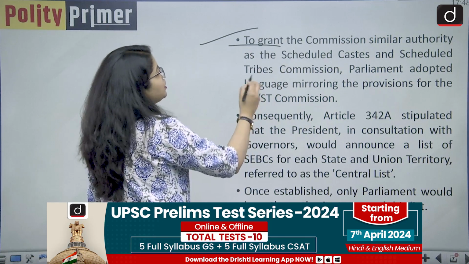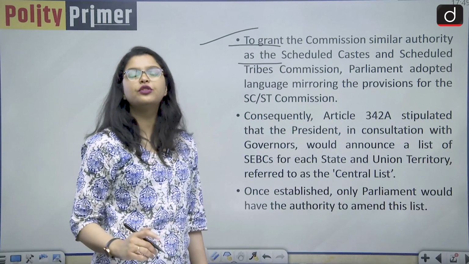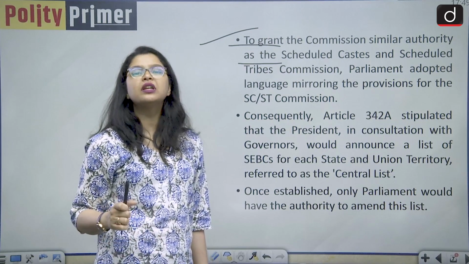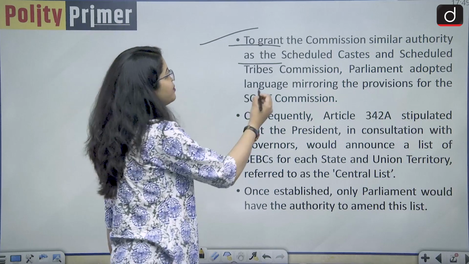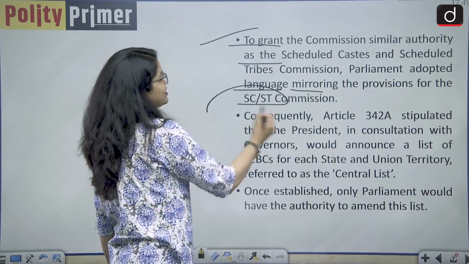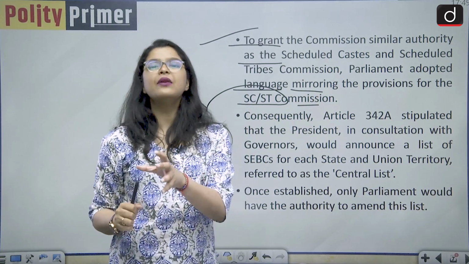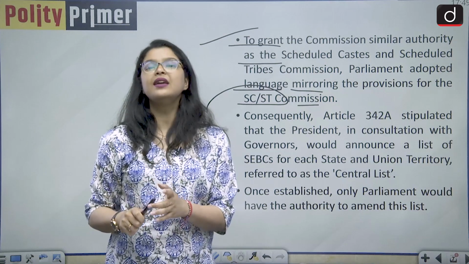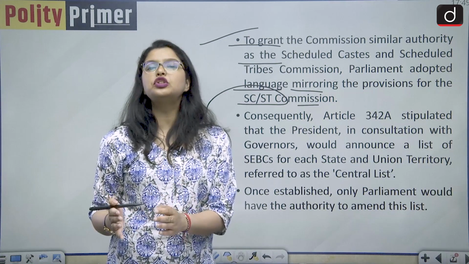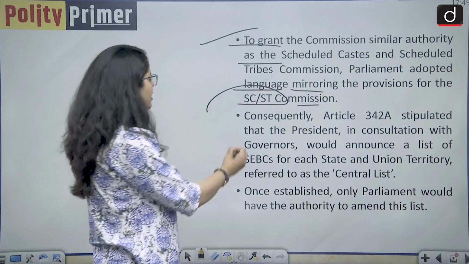Moving forward, to grant the Commission similar authority as the NCSC, the National Commission for Scheduled Castes, and the National Commission for Scheduled Tribes, Parliament adopted language mirroring the provisions for the SC/ST Commission. So the NCBC also has the same function as the NCSC and the NCST, and this was ensured by the Parliament through the 102nd Constitutional Amendment Act.